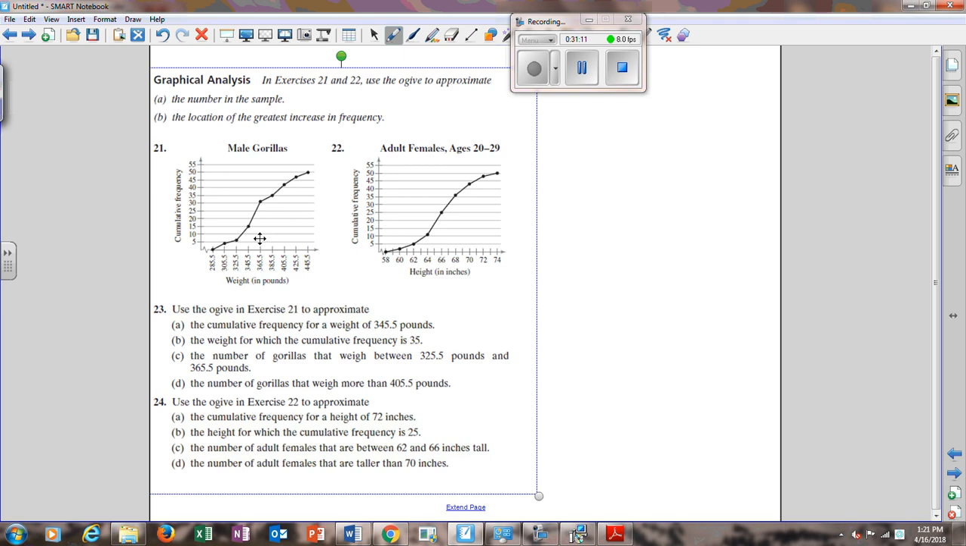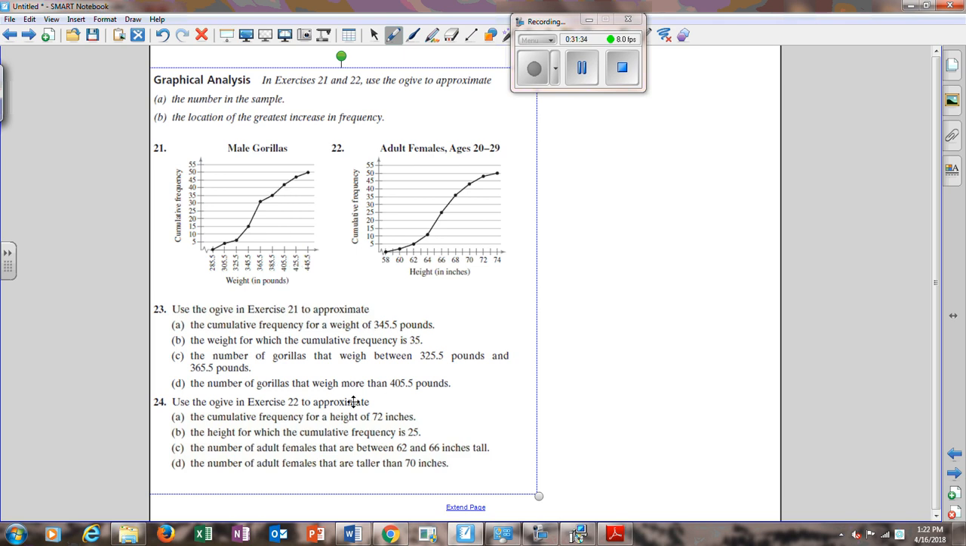Number of gorillas that weigh more than 405.5. See here, it looks like 42. And so you just do 50 minus 42, gives you 8.